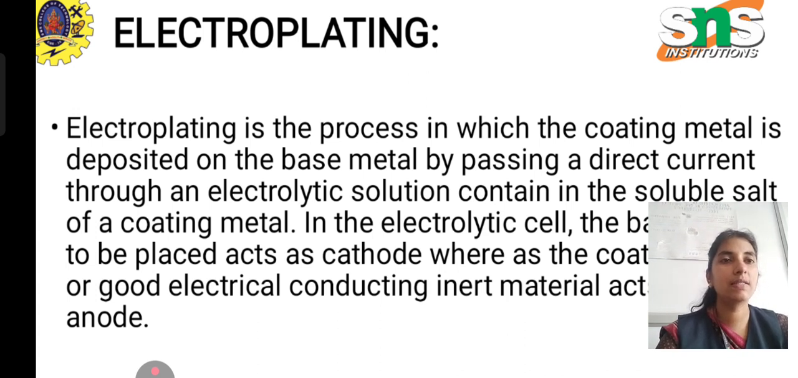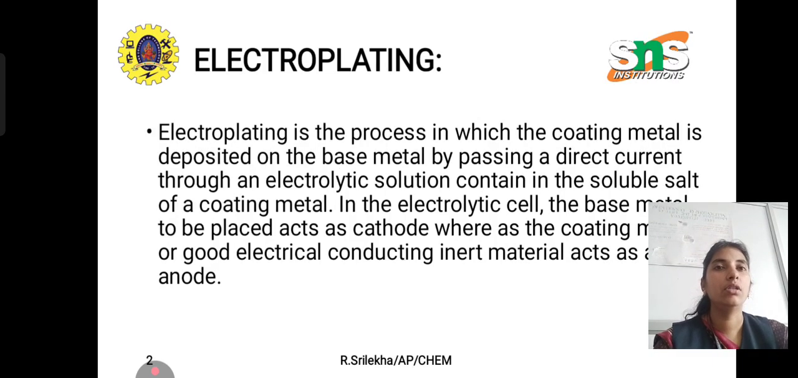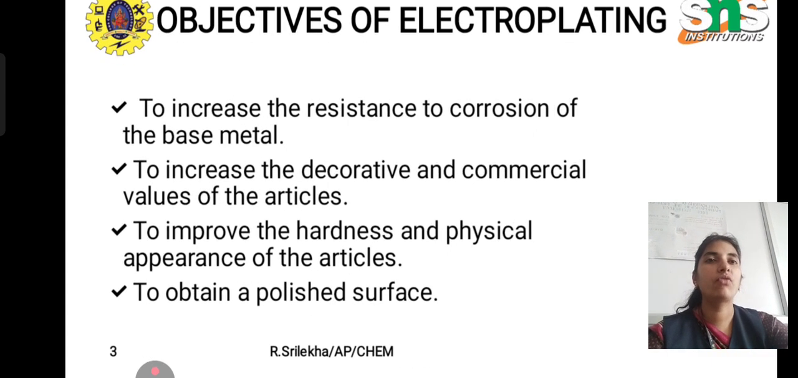In the electrolytic cell, the base metal is placed and acts as the cathode, whereas the coating metal or a good electrical conductivity inert material acts as the anode. The other topic is the objectives of electroplating.